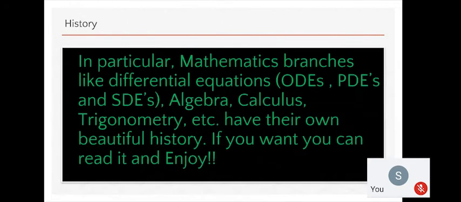Okay, let's stop the history, because there is unlimited history in every field. If you want, you can see mathematical branches like differential equations, partial differential equations, non-linear differential equations, stochastic differential equations, as well as algebra, calculus, trigonometry, etc. They have their own beautiful history. If you want, you can go to the website and learn and enjoy.